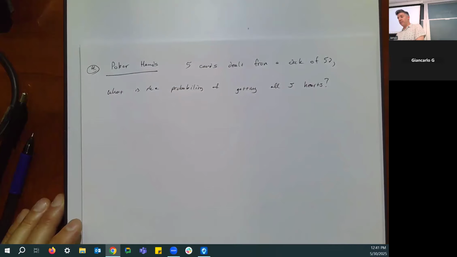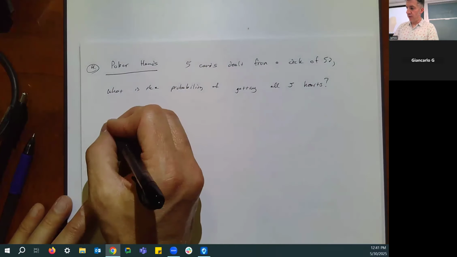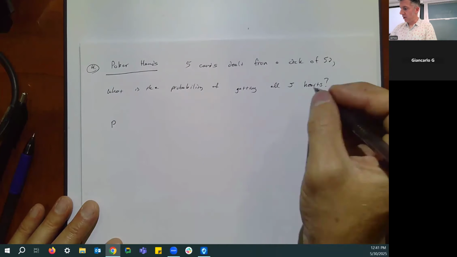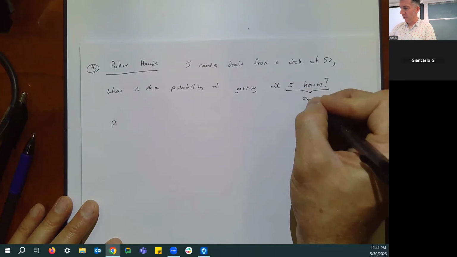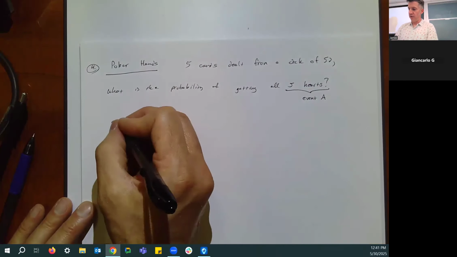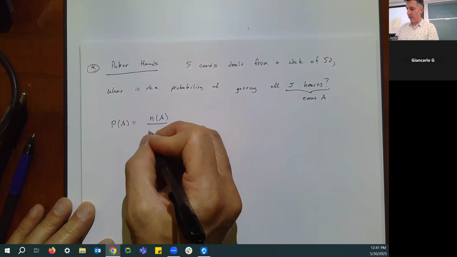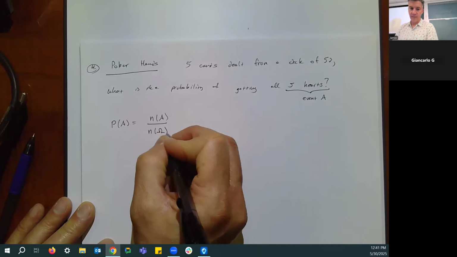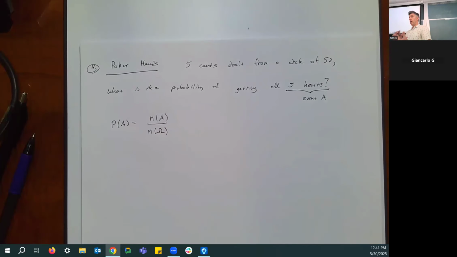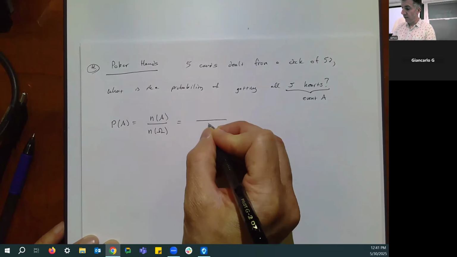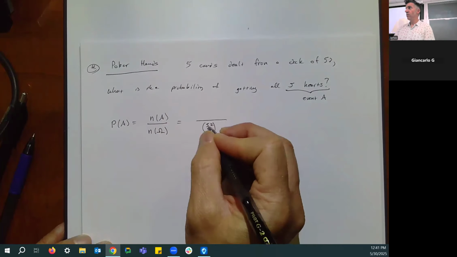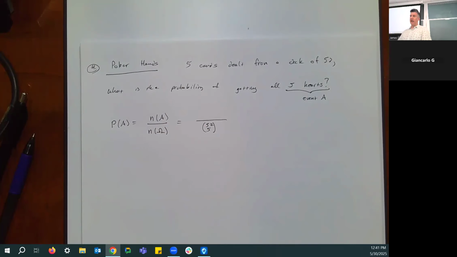We talked a little bit about this last time. So again, let's call this event A. We typically label events with A and B and C. The probability of event A happening is the number of ways of that event happening divided by the number of things in your sample space. Here, the number of things in our sample space are all the different possible five card hands you could get. So all the different ways you could get five cards out of 52 cards, which is going to be 52 choose 5, which is a big number. I don't know what it is exactly, but it's large.